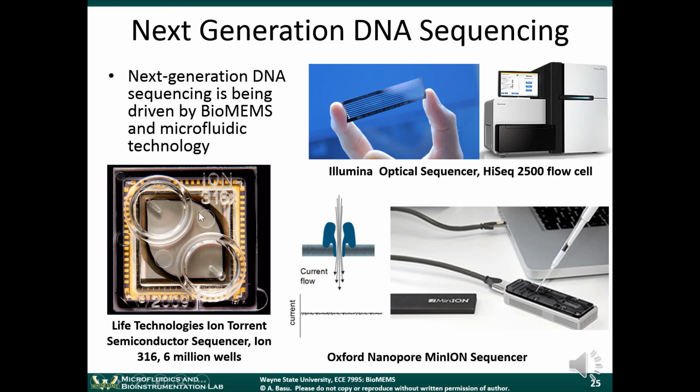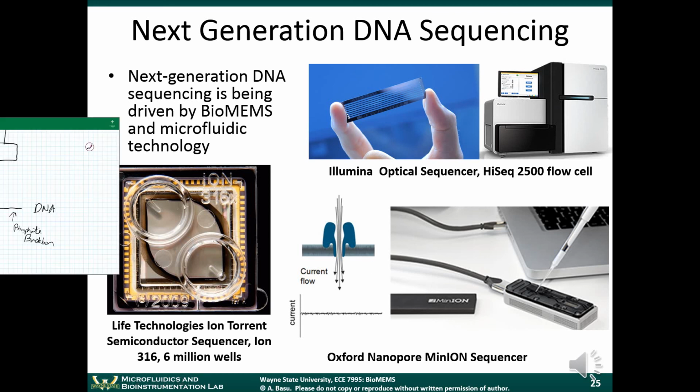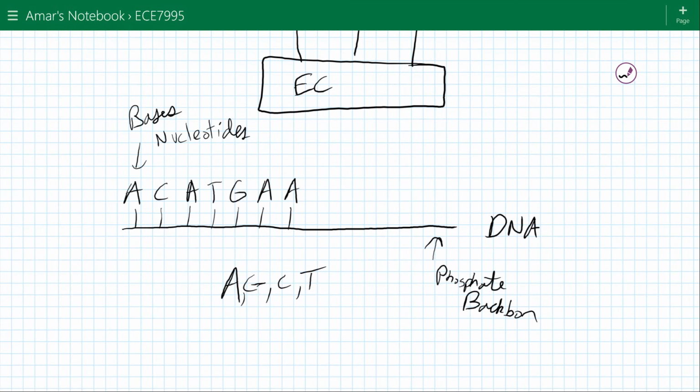Ion Torrent predicts that their semiconductor sequencing technology will ultimately become cheaper than Illumina's, but that still remains to be seen. A very exciting but yet very unproven technology is the Oxford nanopore technology. When I showed you this diagram earlier, where you have this DNA backbone and different molecules attached to it, the most direct way of reading that DNA sequence would be to read each one of those molecules directly. So Oxford nanopore technology is quite interesting if it works.